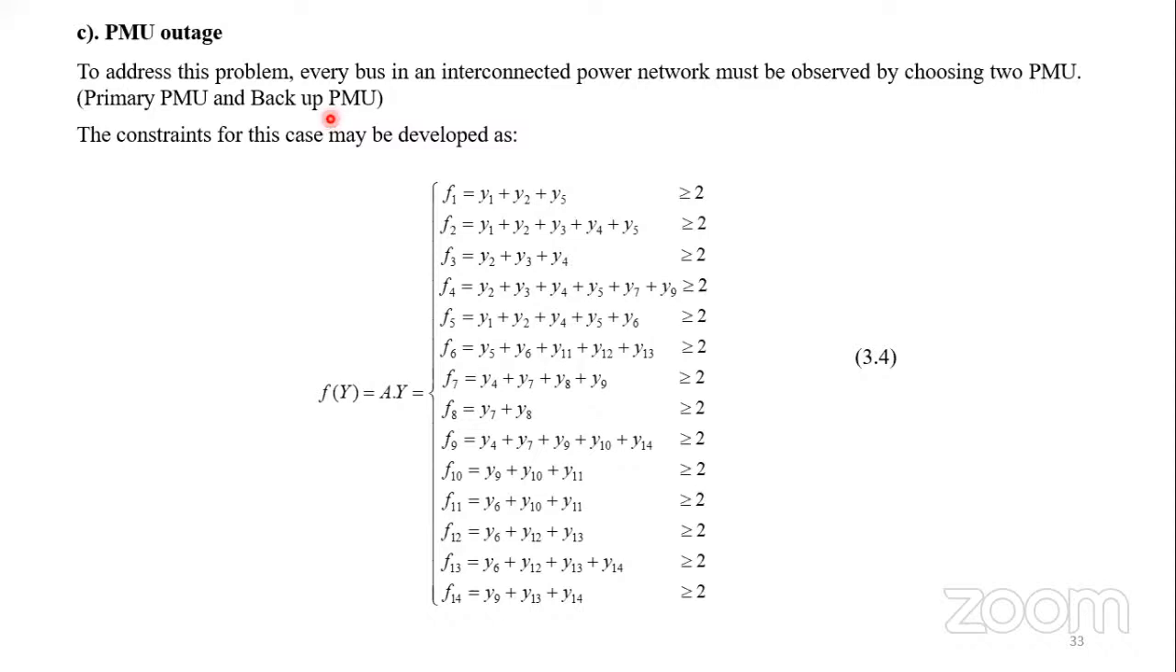Okay, so what is the equation whenever we are considering the problem of PMU outage? What equations do we have to keep in mind? Here, as you are seeing, F1 is equal to y1 plus y2 plus y5 is greater than or equal to 2. This 2 represents that if bus number 1 fails, then 2 PMUs are required in order to monitor bus number 1.